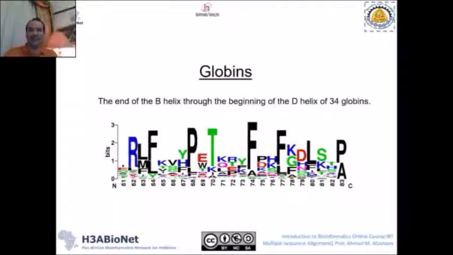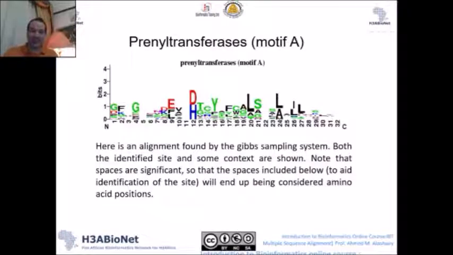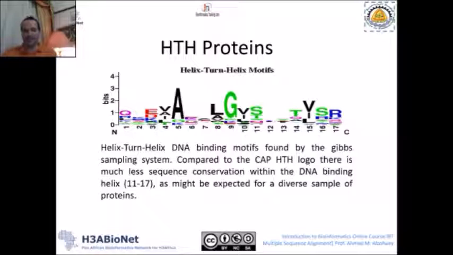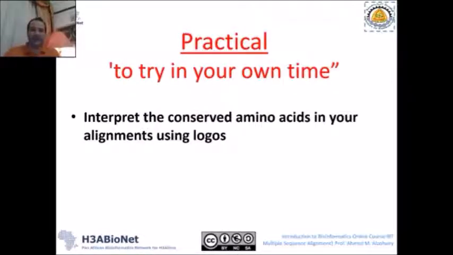These examples are really useful for someone who would like to understand the actual importance of logos. I just left them here and put these examples in the slides for you to read and to comprehend, so you can use WebLogo to produce similar things from your sequence. In your own time, you can interpret conserved amino acids in your alignment using logos.